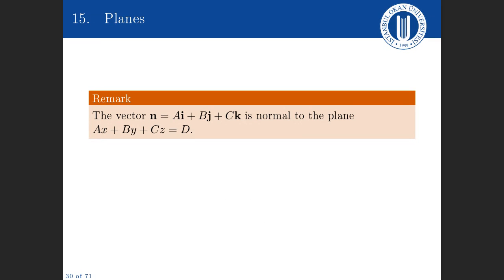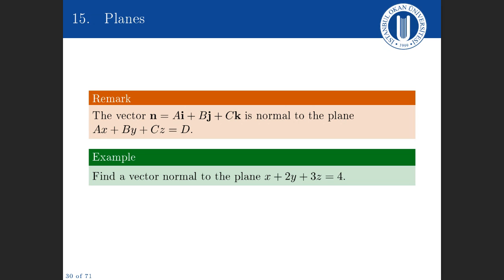Let me repeat that. The vector ai plus bj plus ck is normal to the plane ax plus by plus cz is equal to d. So, for example, if I gave you the plane x plus 2y plus 3z is equal to 4, and I asked you to find a vector which is normal to this plane, you would just look at the numbers in front of x, y, and z. The numbers are 1, 2, and 3. So the normal vector must be i plus 2j plus 3k. It is that easy.